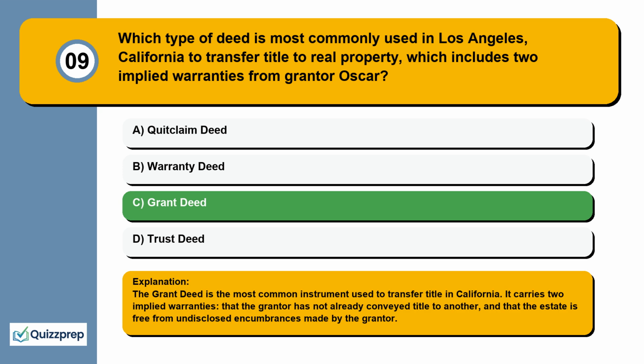The grant deed is the most common instrument used to transfer title in California. It carries two implied warranties: that the grantor has not already conveyed title to another, and that the estate is free from undisclosed encumbrances made by the grantor.